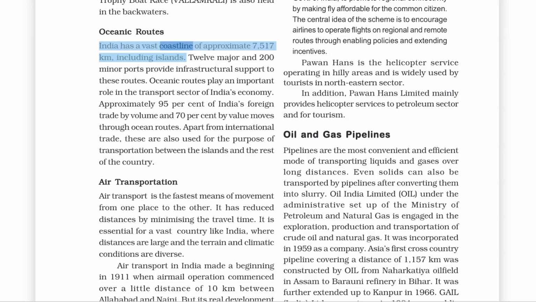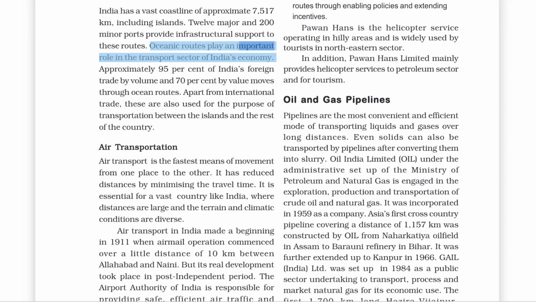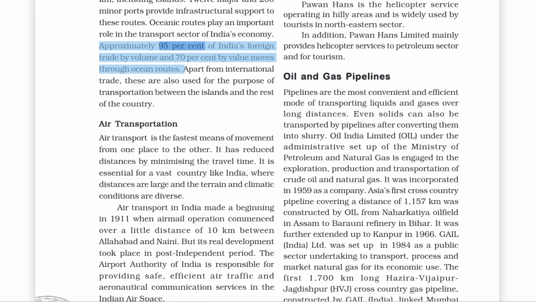India has a vast coastline of approximately 7,517 kilometers, including islands. 12 major and 200 minor ports provide infrastructural support to these routes. Oceanic routes play an important role in the transport sector of India's economy. Approximately 95% of India's foreign trade by volume and 70% by value moves through ocean routes.